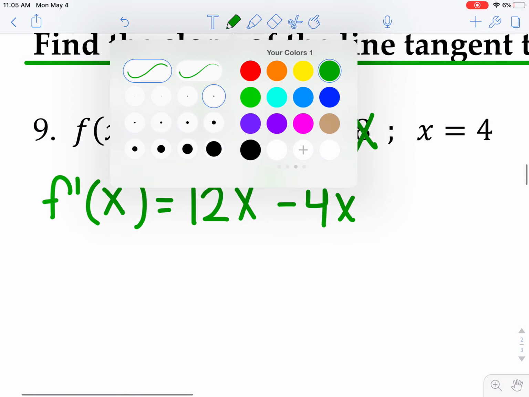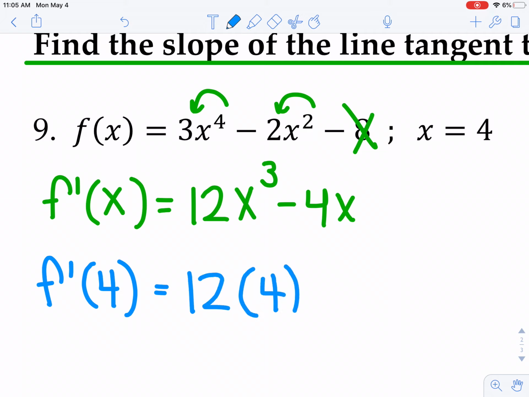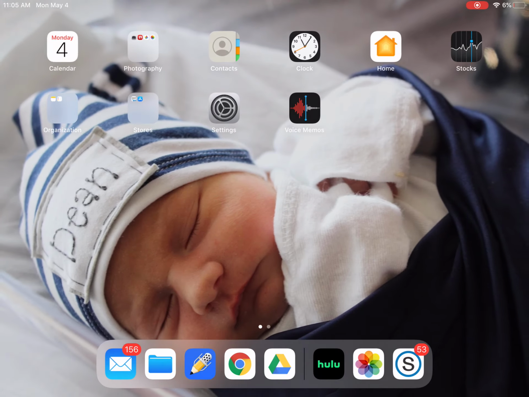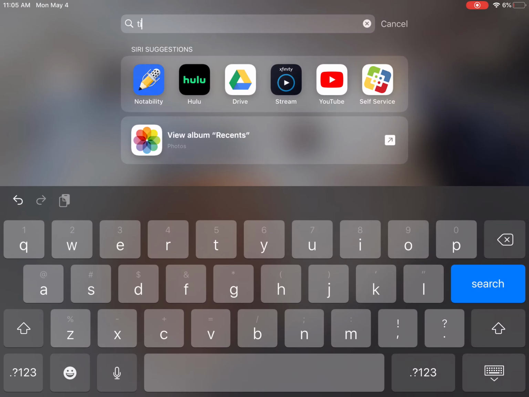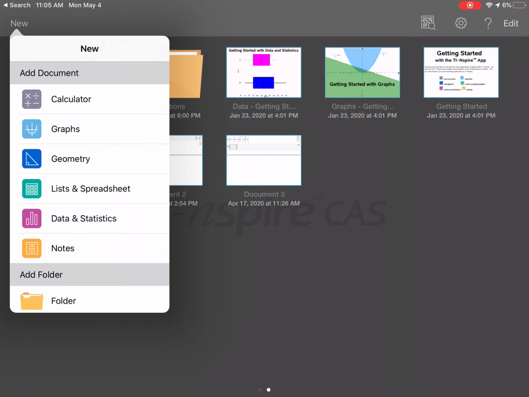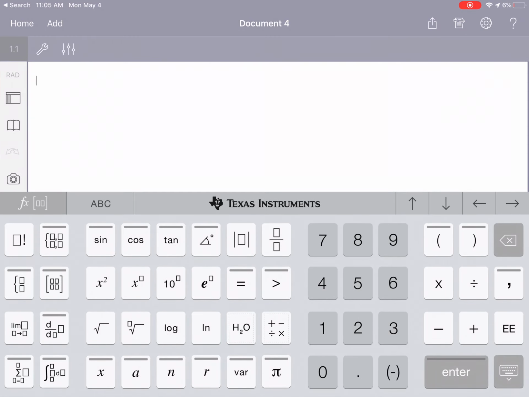And now we're going to plug in 4. So 12 times 4 cubed minus 4 times 4. Guys, I would just plug this straight into my calculator. I don't know if you guys know that we have this TI Inspire app available on your calculators. You can get it in self-service.